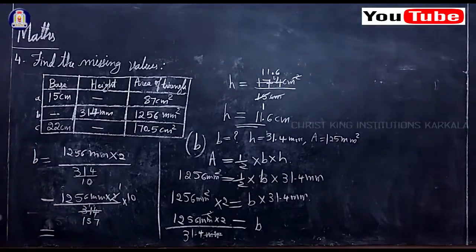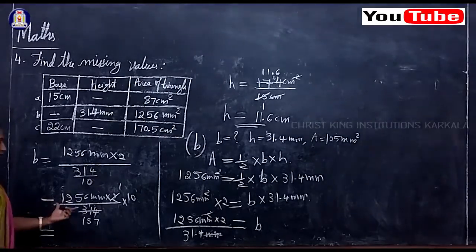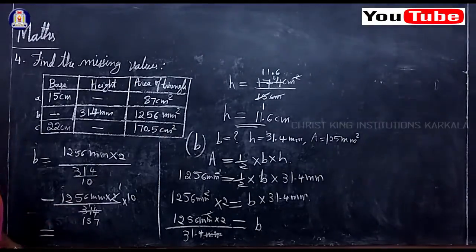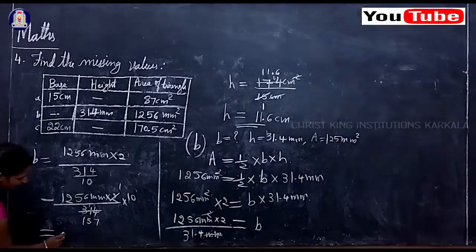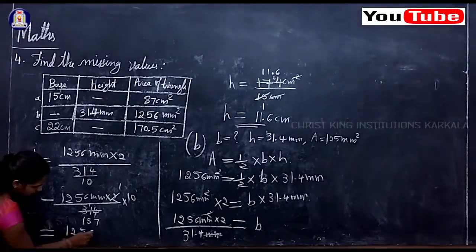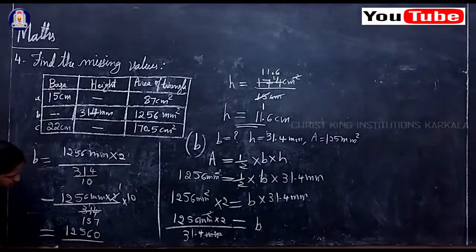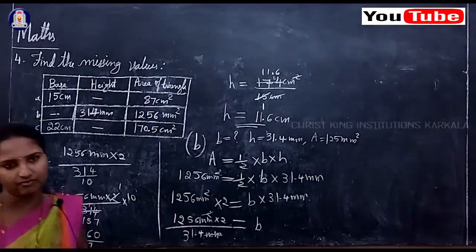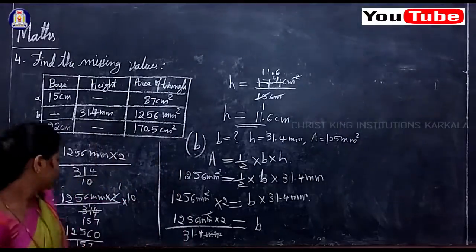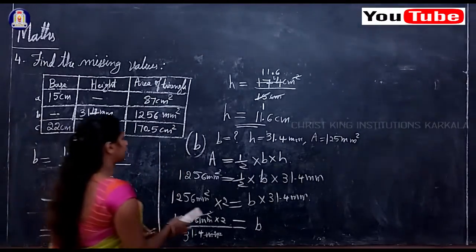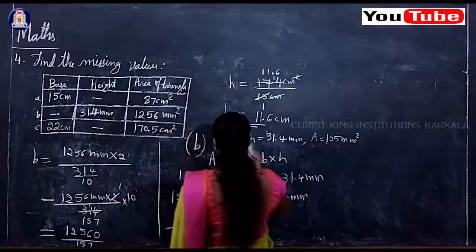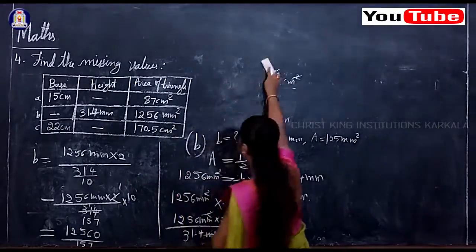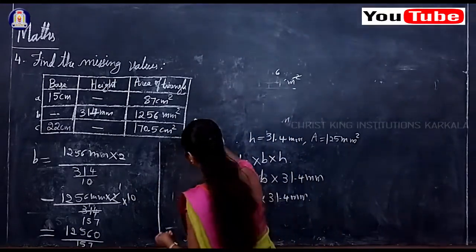So the answer is 157 in the denominator, and the numerator is 1256 into 10. So that answer is 1256 into 10, means an extra 0 should be written. So now 12560 divided by 157. So now you have to divide 12,560 by 157. Okay, we'll divide and see the answer.